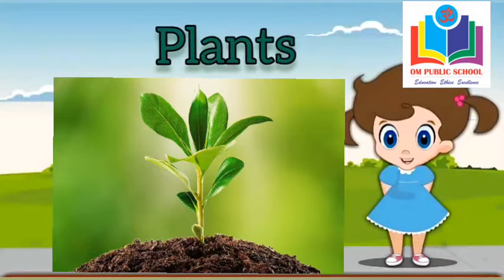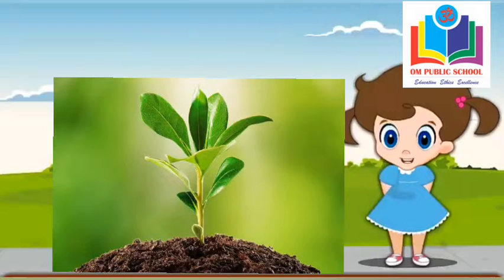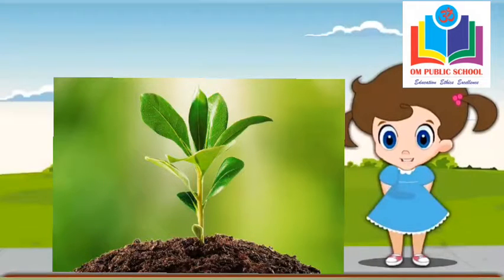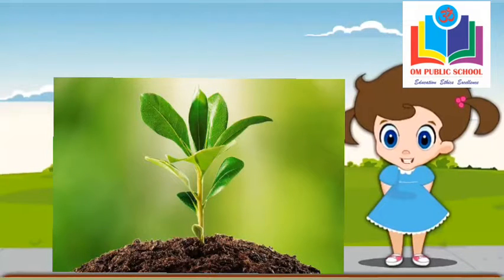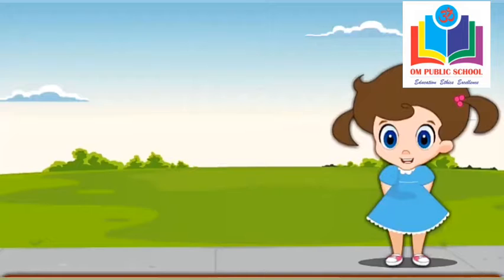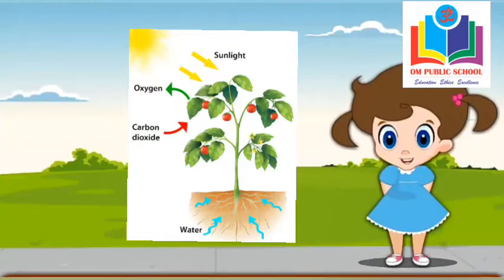What are plants? Plants play an important role in our lives as we depend on them for our basic needs. What are our basic needs? They provide us food, clothing, shelter, and medicine. Second, plants also release oxygen gas which we need for breathing.